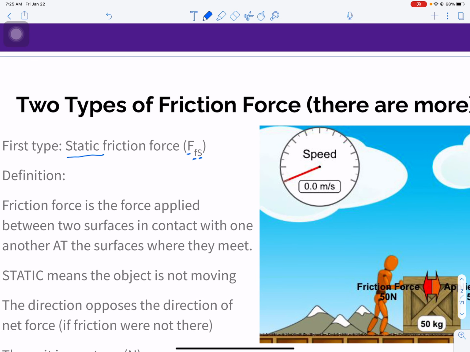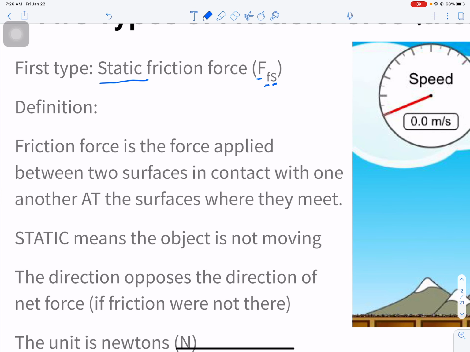If we think about friction force in general, regardless of the type, it is the force applied between 2 surfaces that are in contact with one another, at the surface where they meet. So in order to have friction force, the 2 surfaces have to be in contact. Whenever you have normal force, you are generally also going to have friction force. Often we will ignore friction, but the 2 go hand in hand. You cannot have normal without friction, and friction does not exist without normal. But generally we're going to ignore friction, never ignore normal. So friction is the force applied between 2 surfaces in contact with one another.